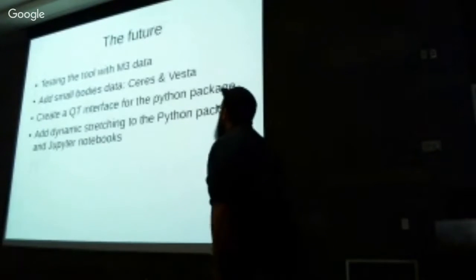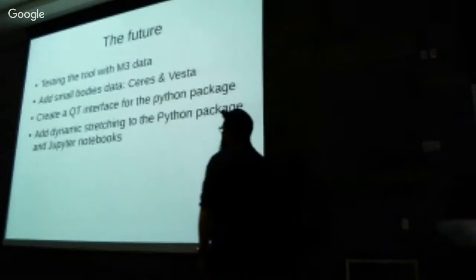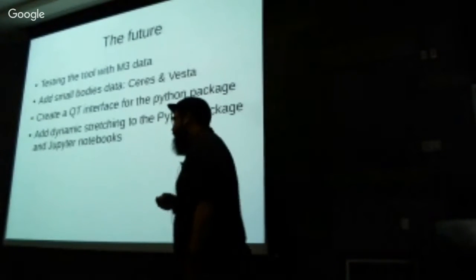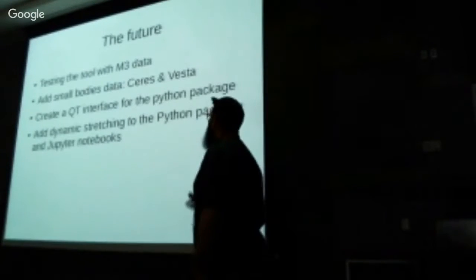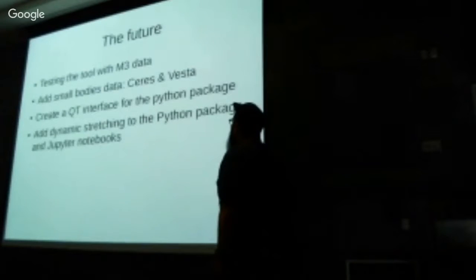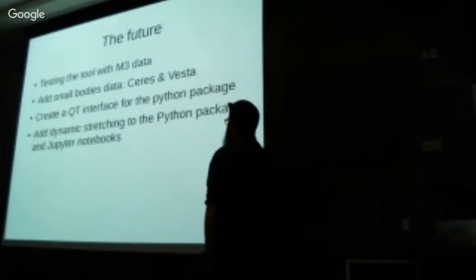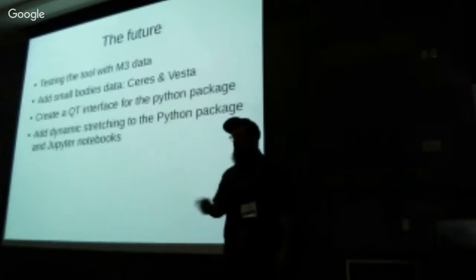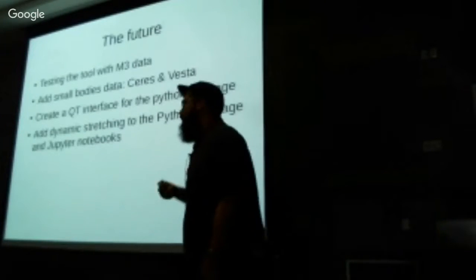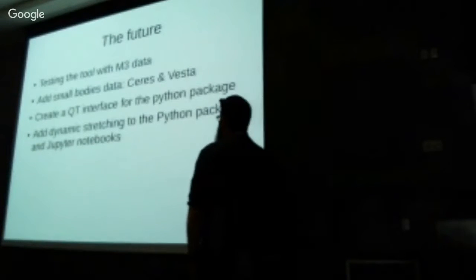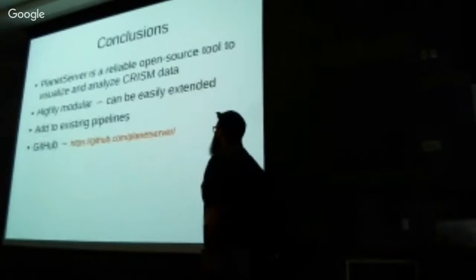So the future. We're testing the tool with M3 data. We've been doing that for the last few months, but it's not working as smoothly as with CRISM. We want to add more data, more bodies, like Ceres and Vesta. We want to create a Qt interface for the Python package because that was one of the requirements of the users. And then we want to add the dynamic stretching to the Python package and to the Jupyter notebooks.